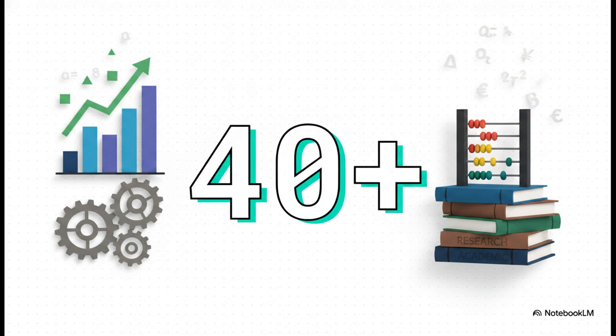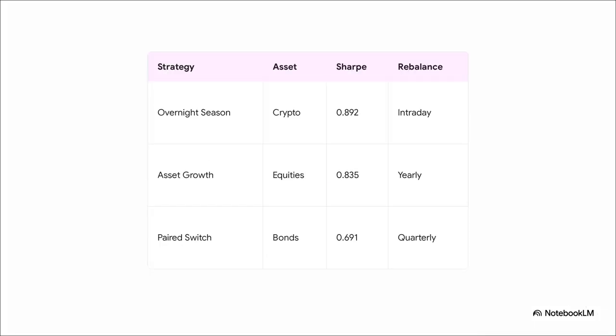We aren't talking about gut feelings. These are mathematical anomalies and market behaviors documented in formal research papers. Now, what's really interesting about this slide is how performance breaks down across entirely different asset classes and timeframes. Look at the sheer variety of the Sharpe ratios here. You've got an overnight seasonality strategy in cryptos pulling a fantastic 0.892 Sharpe operating intraday. But then, right below it, look at the asset growth effect for equities. It boasts a 0.835 Sharpe. And get this, it only needs rebalancing once a year.